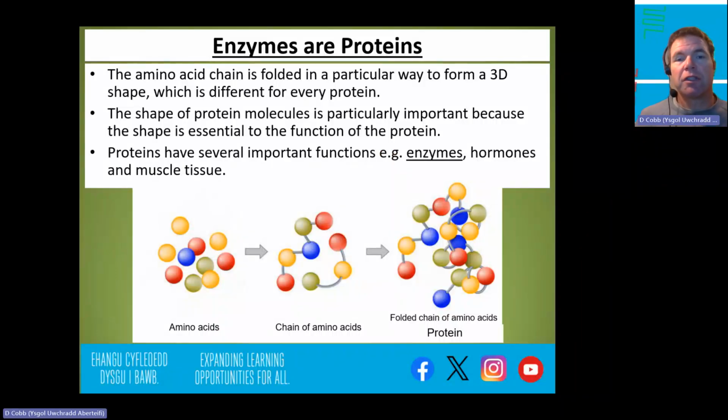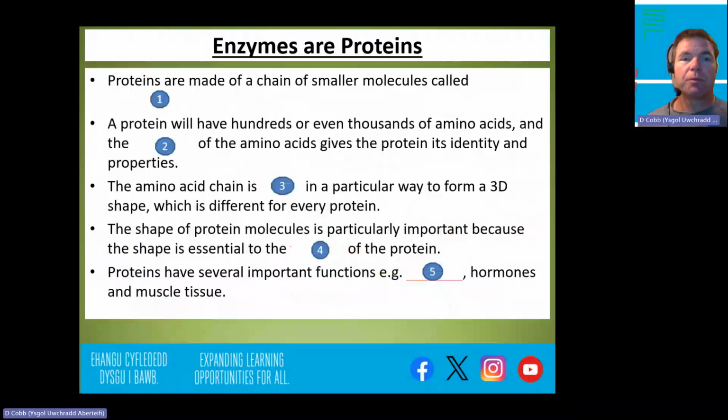Proteins have lots of functions. I've mentioned insulin as a hormone. They can be structural, like found in muscle and elsewhere in the body. But the one we're going to focus on is the role in enzymes. And we will come back to that structure and function of the enzymes shortly and go back to talking about the shape of those enzyme molecules.